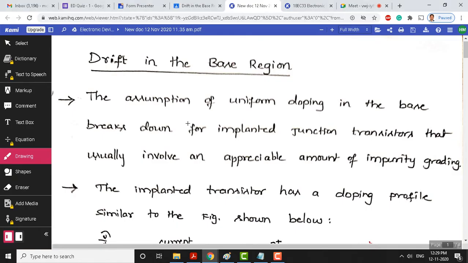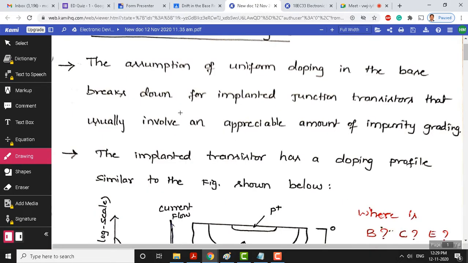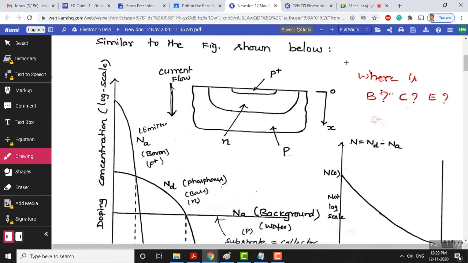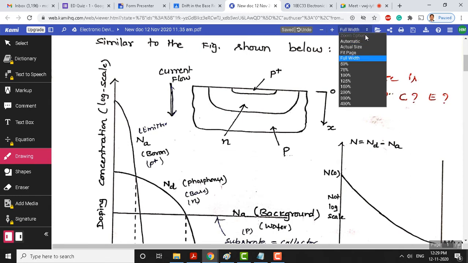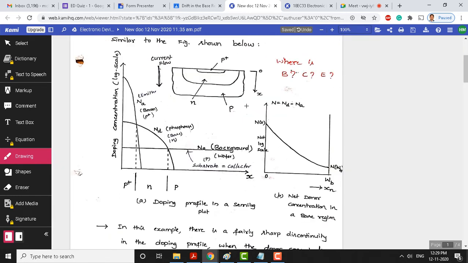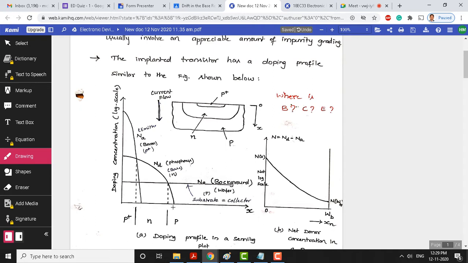What do we mean by drift in the base region? Okay. So, here the assumption is uniform doping in the base region. Okay. So, if you observe the base region doping, we start with the assumption that there is a breakdown in the implanted junctions, from the transistor to an appreciable amount of impurity doping. Let me shrink this. You can observe these different doping profiles here. Okay, I hope you can see this diagram here. This is a bit complex to understand from your perspective, but let me simplify this explanation here.